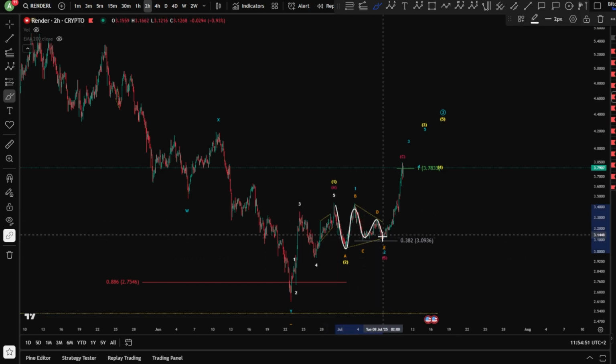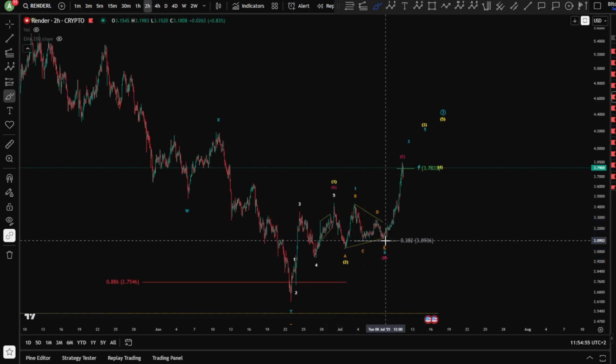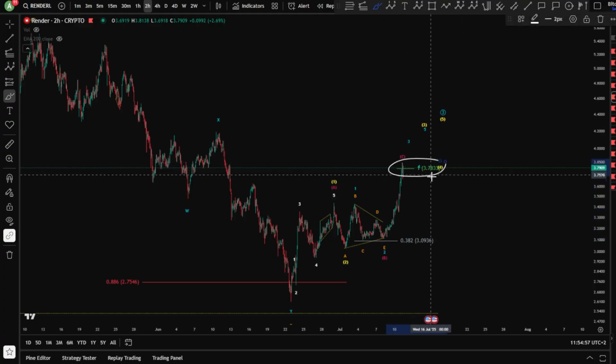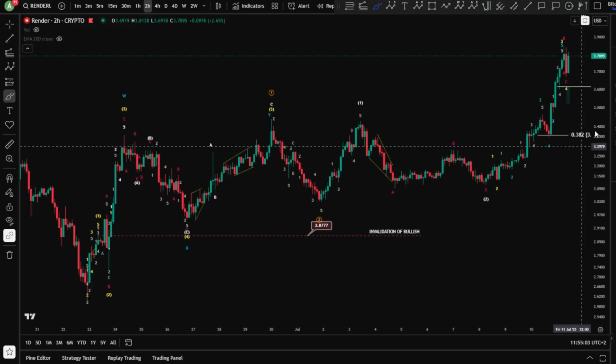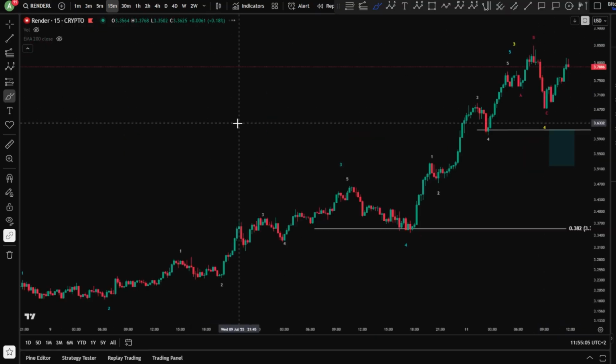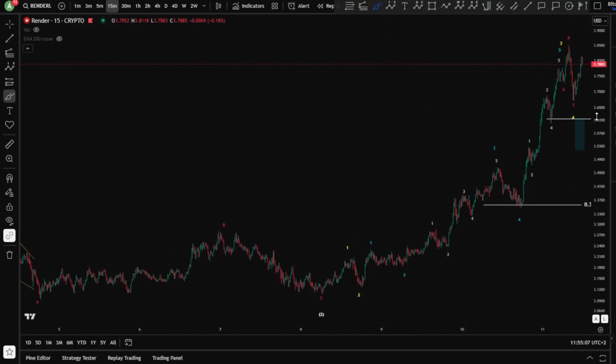You have A, B, C, D, E. It's a signal for a wave B. Of course, in case it is a triangle, you have a wave C. The 1-to-1 fib level can be hit there. However, as a signal that we did not potentially finish yet, here are the micro levels, of course.